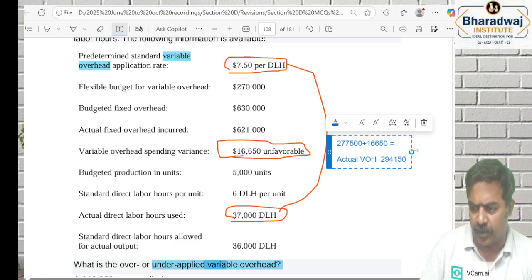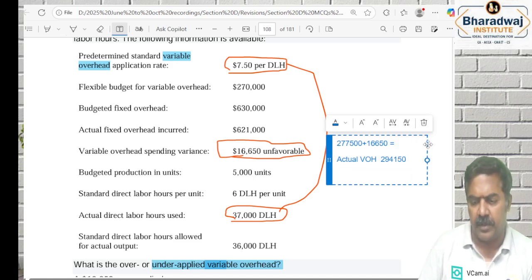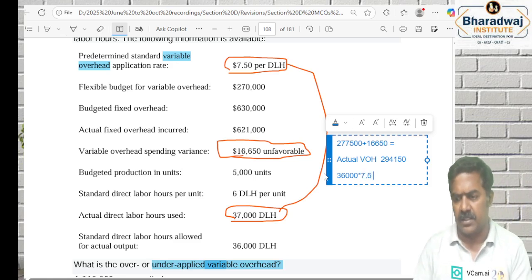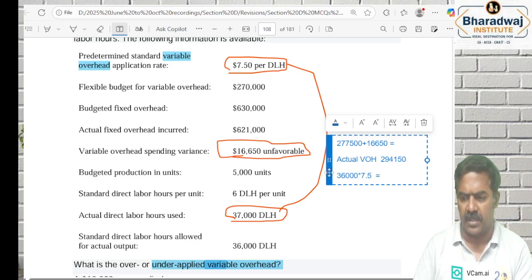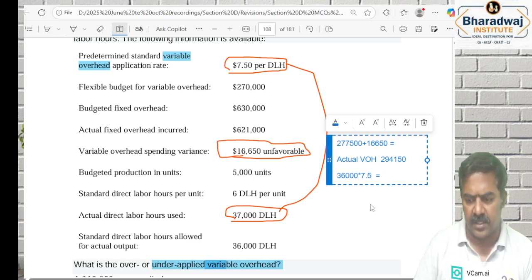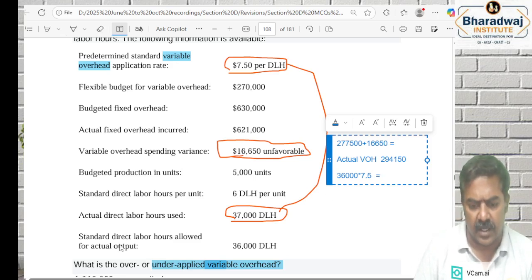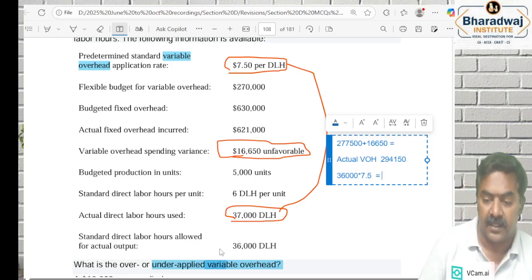294,150 is the actual amount spent. Maybe what you are telling is correct. What is allowed? Flexible budget is what is allowed. 36,000 into 7.5 is what is allowed. 36,000 is the standard hours allowed for actual output. That is what is the flexible budget.